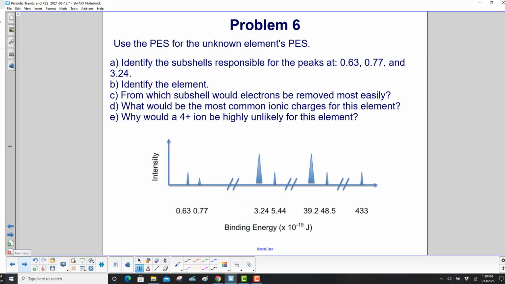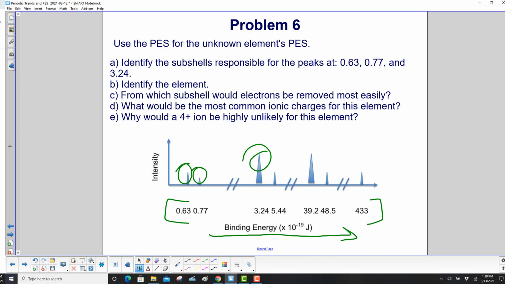Use the PES for the unknown element's PES. Identify the subshells responsible for the peaks at 0.63, 0.77, and 3.24. Now note, in this case, the energies increase going left to right. Identify the element. From which subshell would electrons be removed most easily?